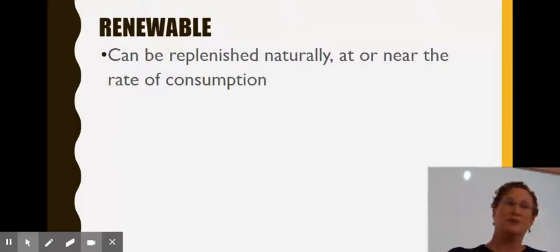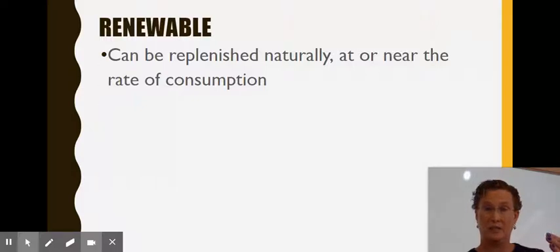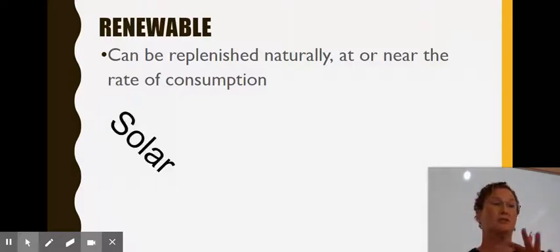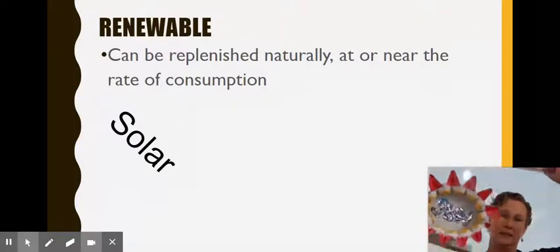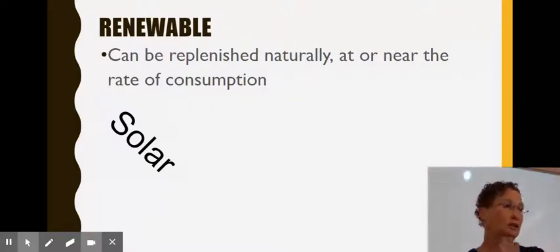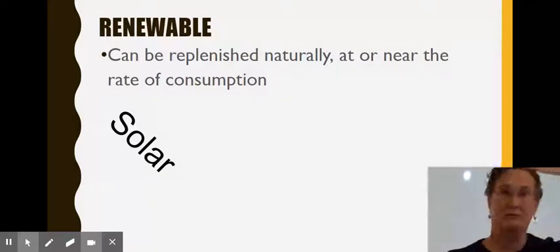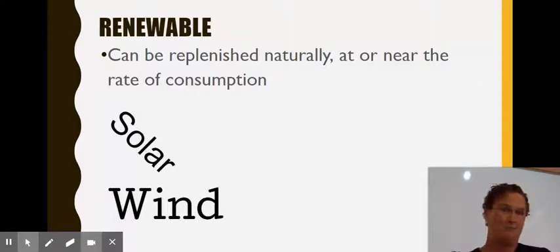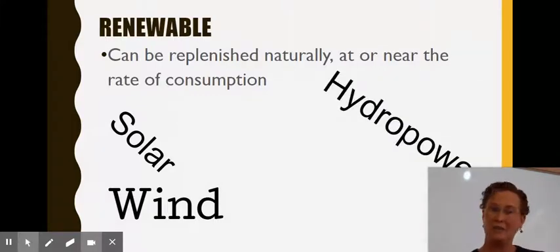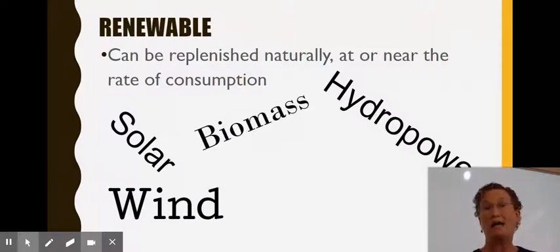Okay, renewables are things that can be replenished naturally or near the rate of consumption. So solar, yay, the sun. Okay, so solar, we're never using that up, for real. And we can talk more about that too. Wind, we can't use up the wind. Hydropower, we make dams to let the water run through. That is renewable. Biomass is the things that we use to burn.